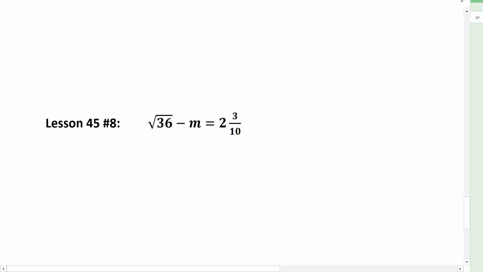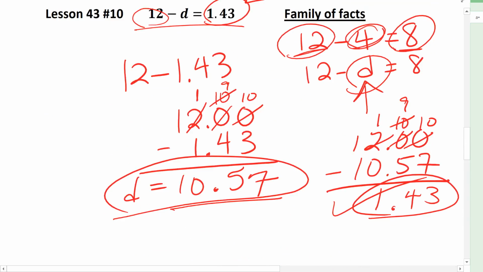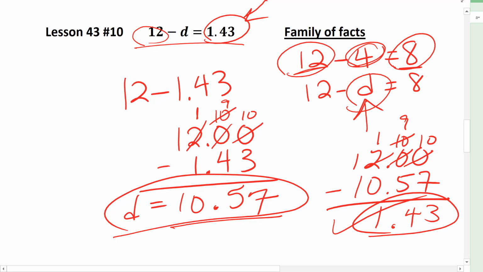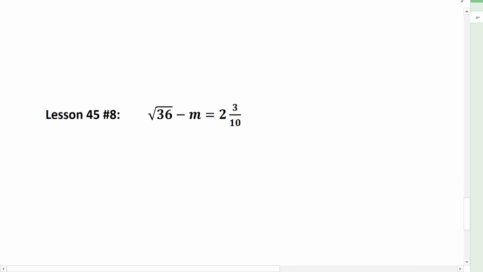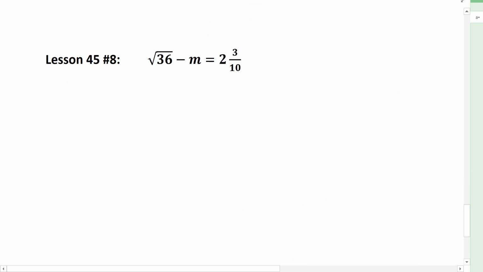All right, now you've got another problem like the one we did at the beginning, where you had the missing number coming second in the subtraction problem. So you do the same thing. First of all, you can go ahead and change the square root of 36 to 6, because the square root of 36 means what number do you multiply by itself to get 36, and that is 6, because 6 times 6 is 36, which means the square root of 36 is 6. So 6 minus m equals 2 3/10.